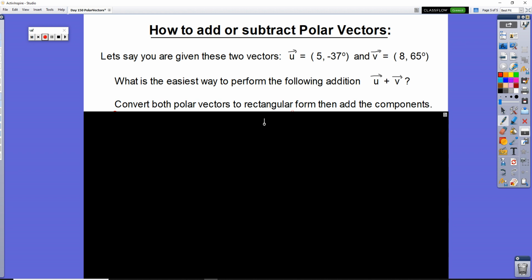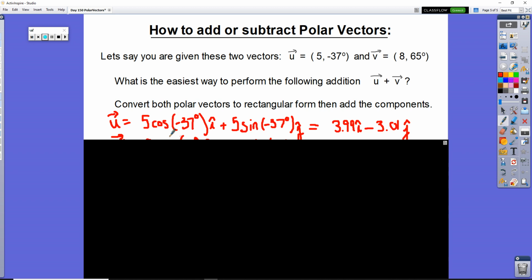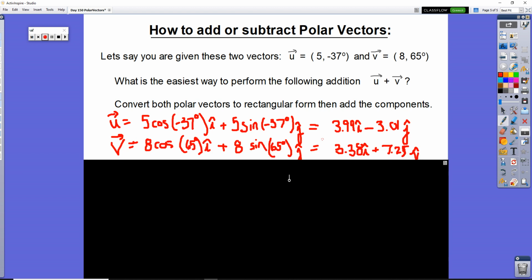So let me show you what that looks like. For vector u, you would do 5, which is your total length, times the cosine of the directional angle in the i direction, and 5 times sine of the directional angle in the j direction. So that would give us 3.99i minus 3.01j. I just used my calculator to get me these two values. We would do the same thing for vector v, but its length is 8 and its directional angle is 65. So 8 cosine of 65 degrees gives us the i, 8 times the sine of 65 degrees gives us the j. And that turns out to be 3.38i plus 7.25j.